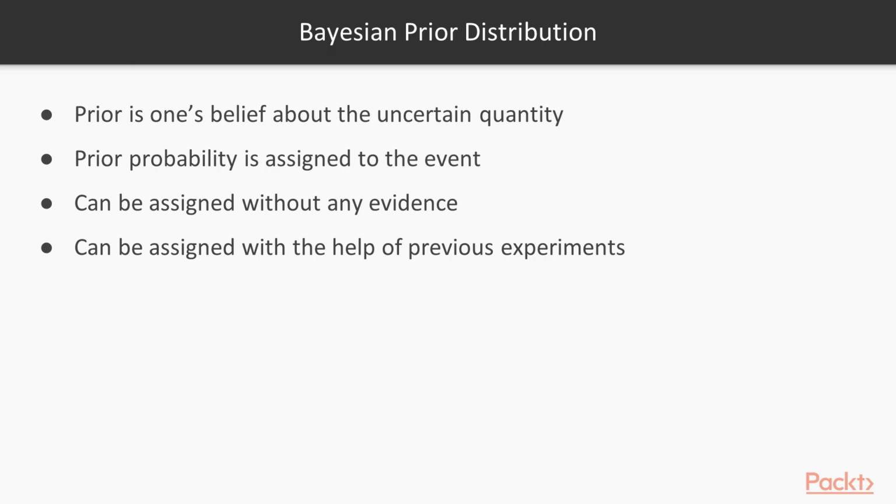Second point, prior probabilities are assigned to the event. So we can assign a prior probability. How can we assign it? In the third point, you can see that a prior can be assigned without any evidence. It is true that even if you have no evidence, you can still assign a probability to a particular event. The fourth point, a prior can be assigned with the help of previous experiments. Absolutely true. If you have done previous experiments or if you have previous results or events, on the basis of that, you can assign a probability or prior to the particular event. These are the important points inside the Bayesian prior distribution.